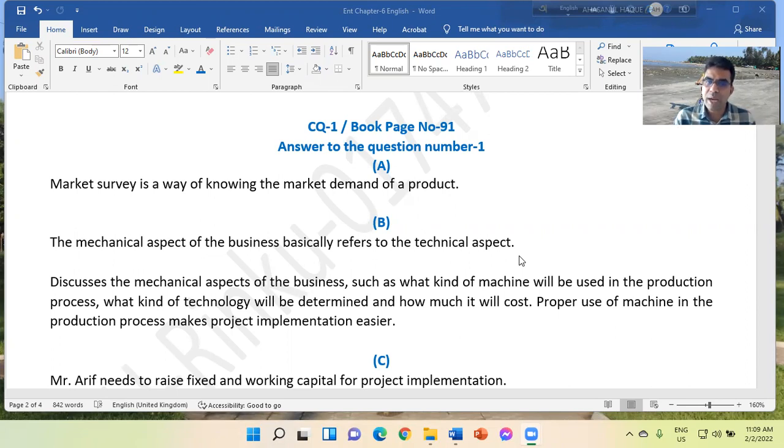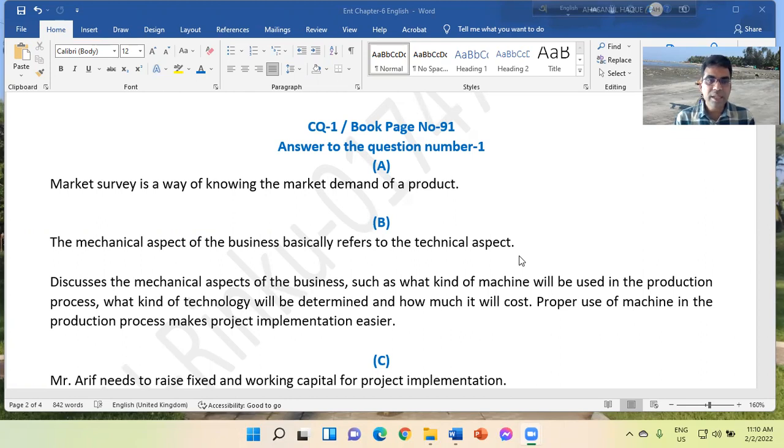Technical aspect means mechanical aspect. That means after establishing your business, you have to produce the product, and to produce the product in your institution, you have to use some machineries. Which types of machineries will be used in your business? How much will be the cost of buying the machineries, and what types of technology will be used in your institution to produce the product? These are the themes of the technical aspect.